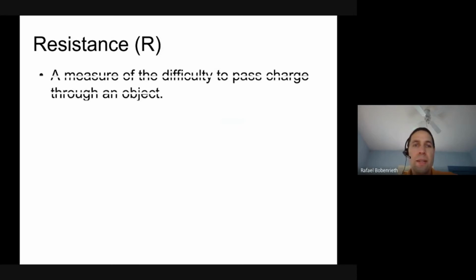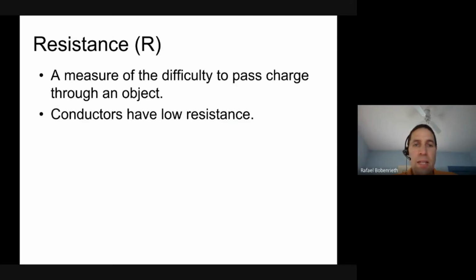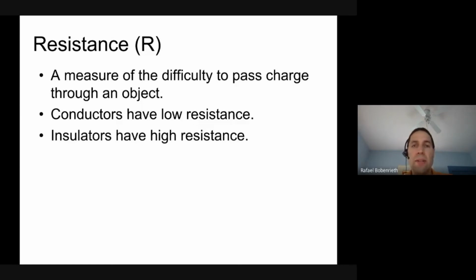But resistance. Think of resistance as a way of measuring how difficult it is for charge to pass through an object. So, for example, something that we call a conductor allows charge to pass through it easily. So things like copper, silver, platinum, those are said to have low resistance, meaning charge flows easily through those objects with little resistance.